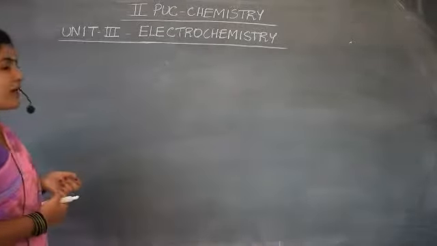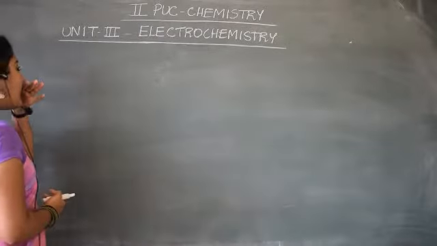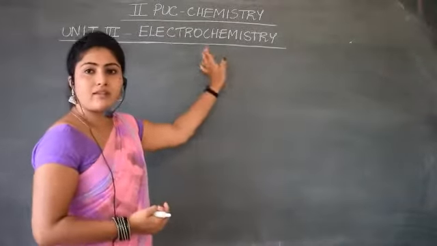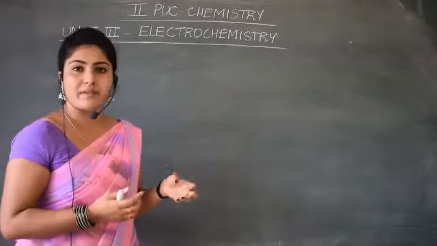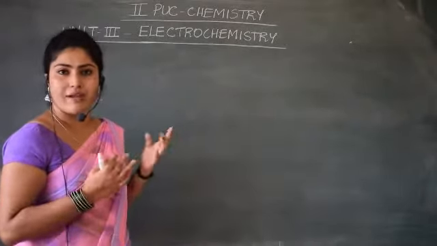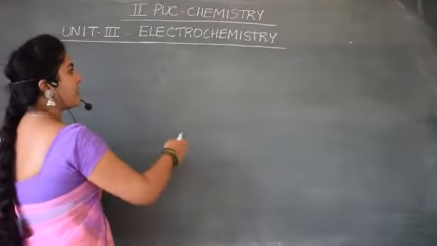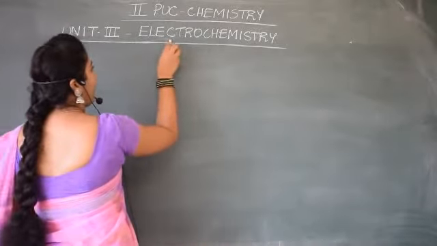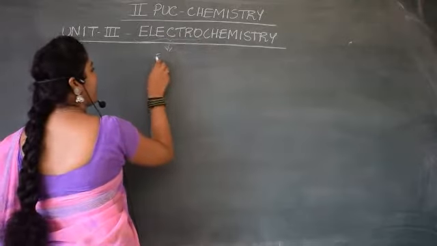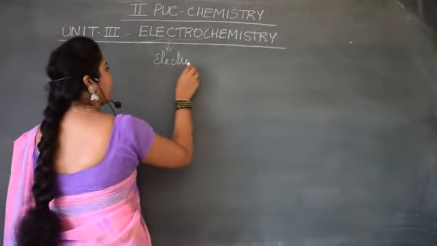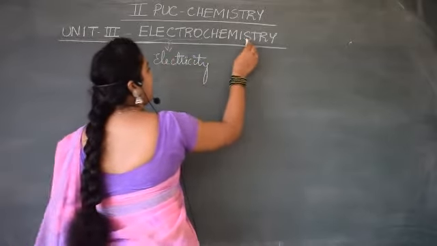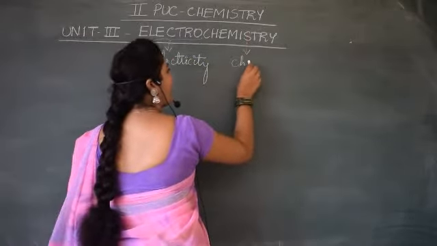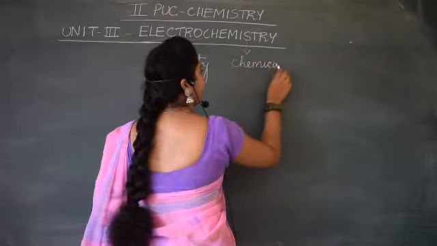Just a general introduction on this topic. Electrochemistry. When you hear this word electrochemistry, something comes to your mind related to electricity and something related to chemistry of it. So electro means something related to electricity or electrical energy, and chemistry means something involving chemical reactions.